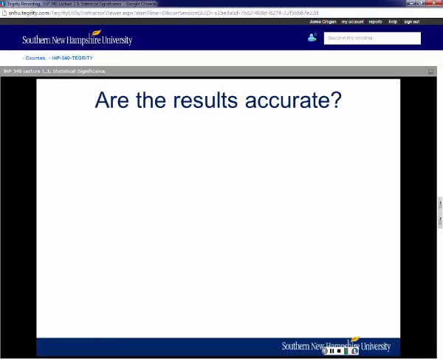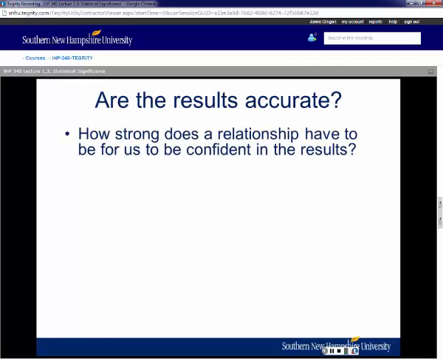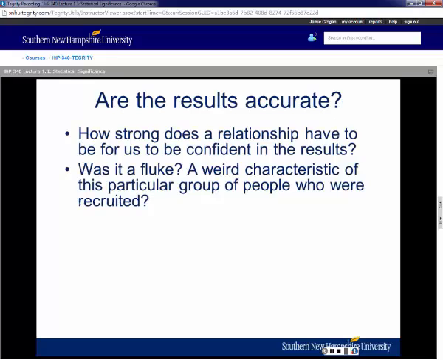But the question really is, are the results accurate? How strong does a relationship have to be for us to be really confident in the results? Could it be a fluke? Could the result that we found in the sample be a weird characteristic of that particular group who we recruited? Did the results actually occur by chance? Is that possible?